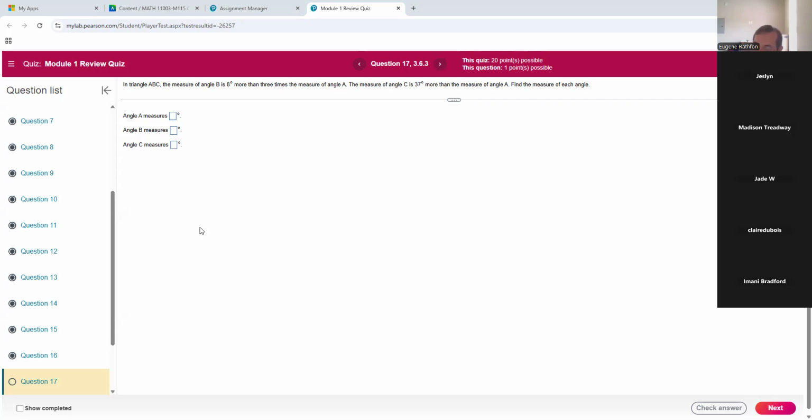All right, y'all. So this is another tricky one. So let's see what they're giving us. In triangle ABC, the measure of angle B is 8 more than 3 times A. Then it says the measure of angle C is 37 more than A. Then they want me to find the measure of each angle. Okay, so I got the highlights they wanted. So let's go work this.